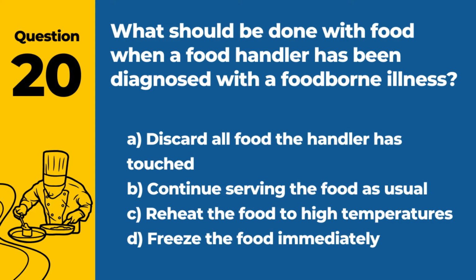B. Continue serving the food as usual. C. Reheat the food to high temperatures. D. Freeze the food immediately. Answer: A. Discard all food the handler has touched. If a food handler has been diagnosed with a foodborne illness, any food they have touched should be discarded to prevent the spread of illness.